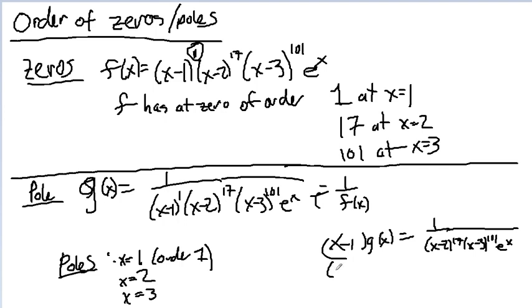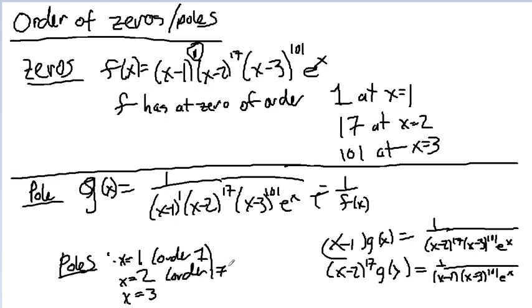Similarly, if I do (x minus 2)^17 times g of x, I get 1 over (x minus 1) times (x minus 3)^101 e to the x. If I plug in 2 into this, there's no problem. So the order here is 17. And by the same reasoning, the order at 3 is going to be 101. So that's the basic idea of how you figure out the orders of zeros and poles: what can you multiply by. And notice there could be some trickery going on.